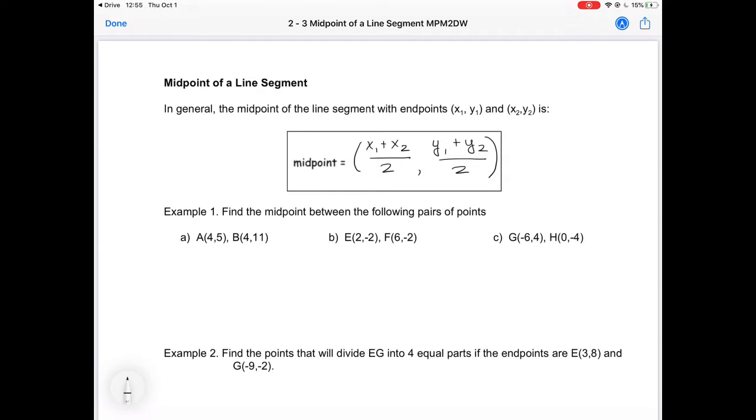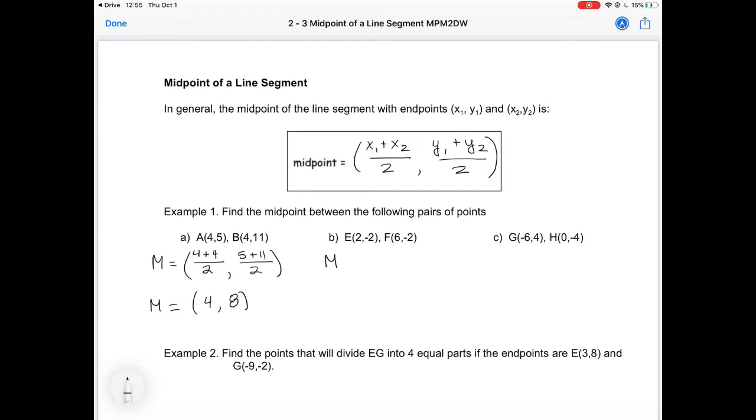So the first example is we're going to find the midpoint between the following pairs of points. Midpoint we usually represent with a capital M. I'm going to add the x-coordinates together and divide by 2, add the y-coordinates together and divide by 2, which is going to give me the midpoint for 8.